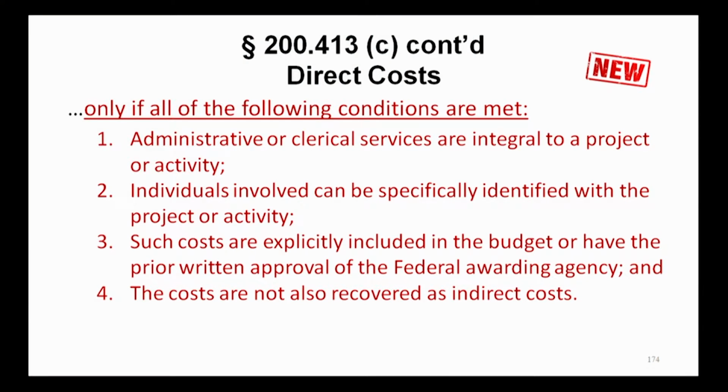In this case, if they would be having the prior written approval of the federal agency, in our case, we have that prior written approval. And then that also, here's the important thing, that the costs are not also recovered as indirect cost. So we can't add that administrative assistant in our indirect cost pool, charge off half of her salary to indirect, and then charge off 100% actually on the federal award. So that would be double dipping.